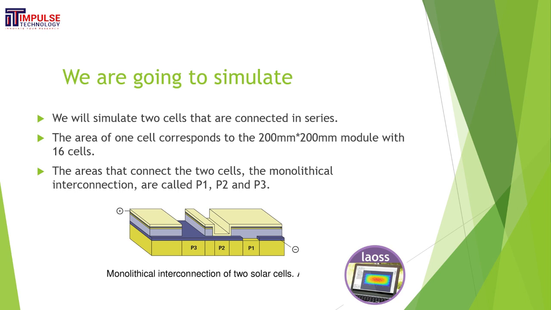And we are going to simulate two cells that are connected in series. You can see the area of one cell corresponds to a 200 mm by 200 mm module with 16 cells. The area that connects the two cells, the monolithic interconnection, is made of P1, P2 and P3, with P1 tops and bottoms and P2 and P3 top and bottom. We will connect the two solar cells and simulate their properties in the large area organic semiconductor simulation tool.